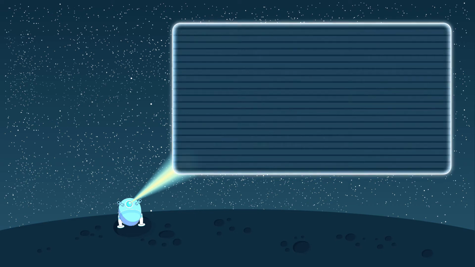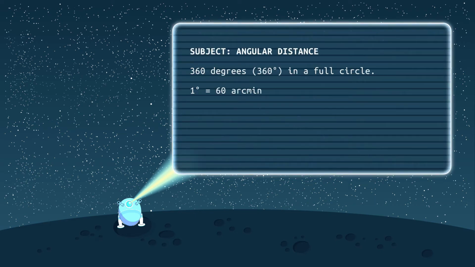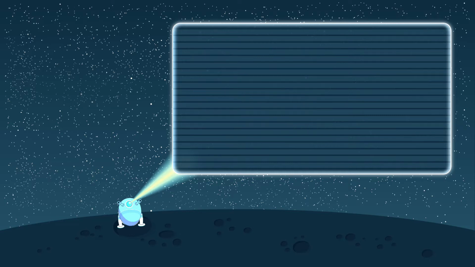When telling time, we know 1 hour equals 60 minutes and 1 minute equals 60 seconds. In astronomy, 1 degree then equals 60 arc minutes and 1 arc minute equals 60 arc seconds. So there are 3,600 arc seconds in 1 degree and 1,296,000 arc seconds in 360 degrees.